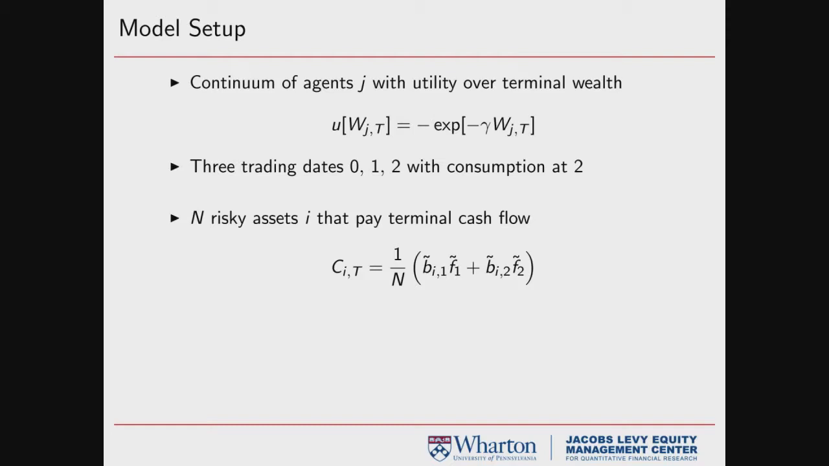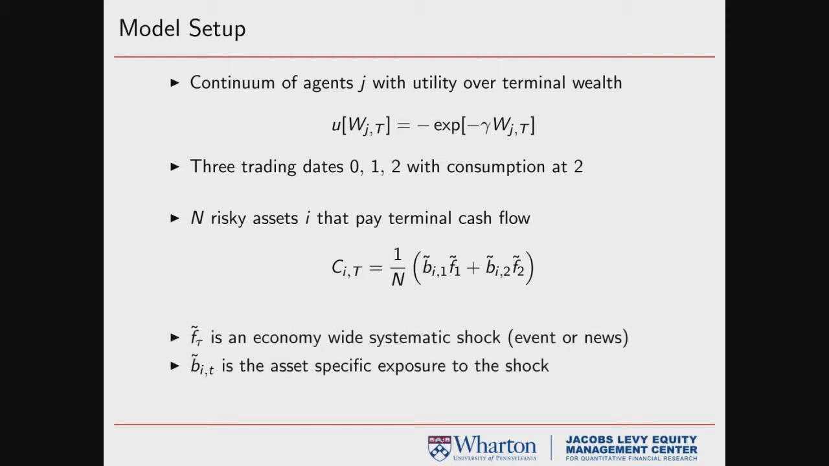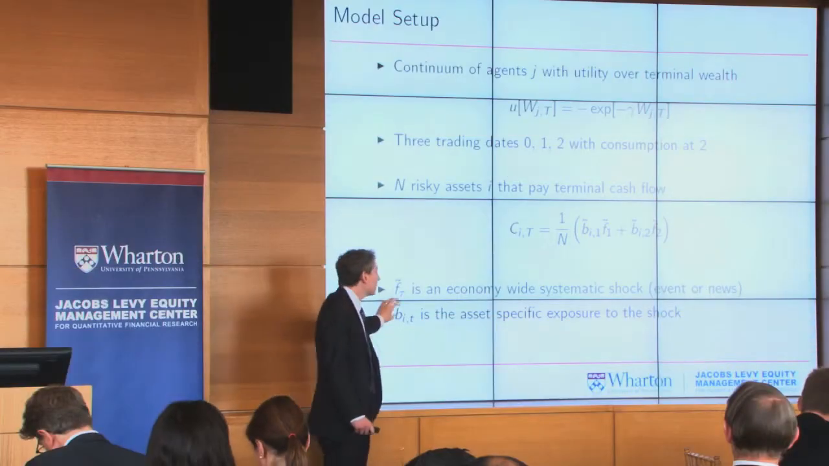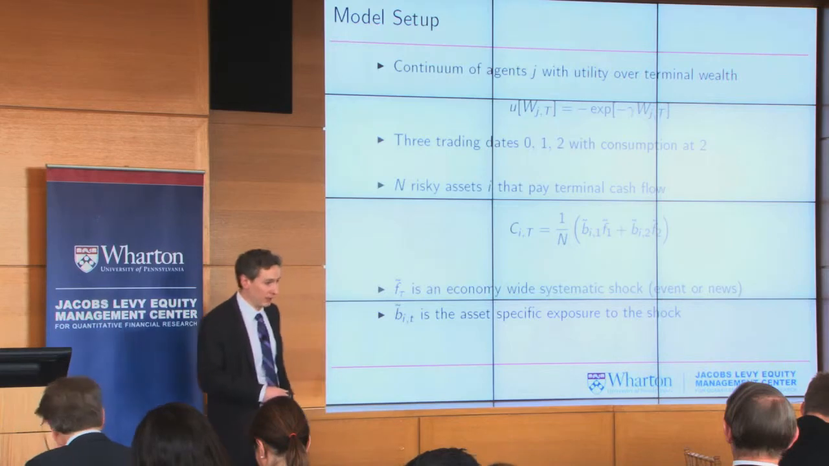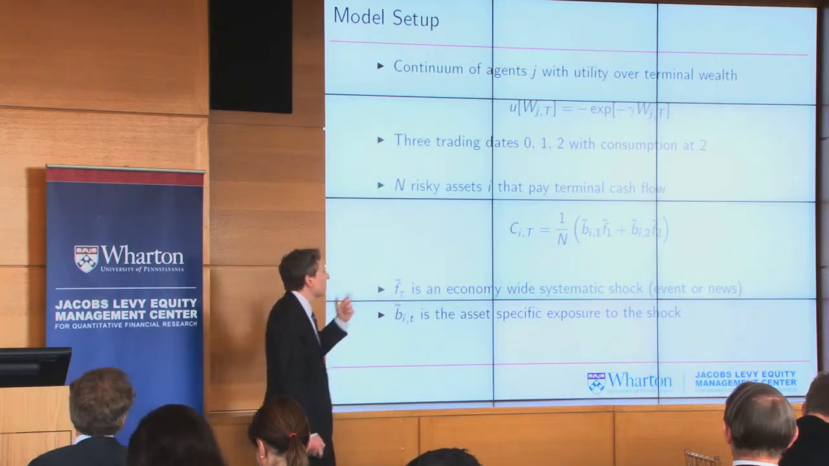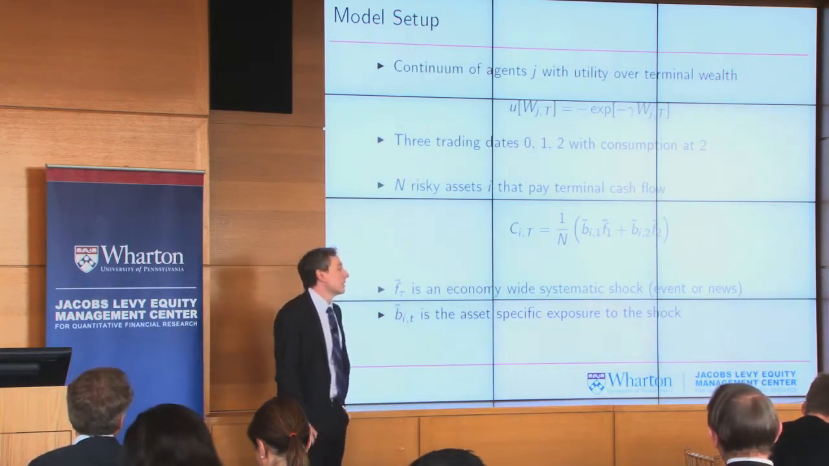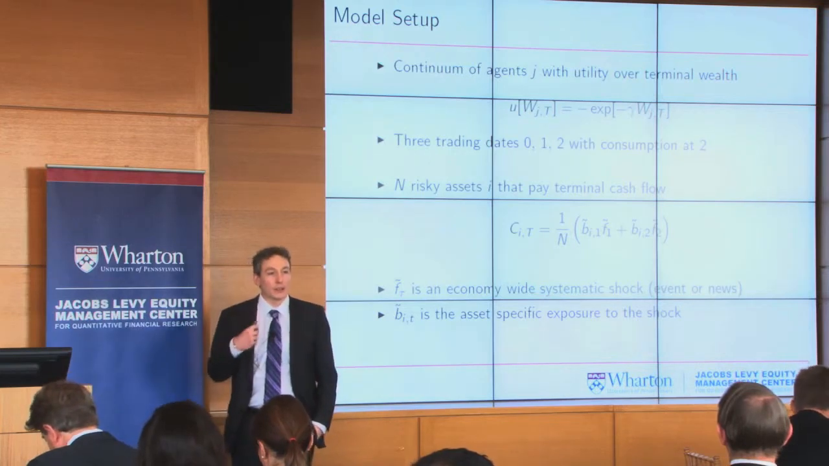We can think about our F as being our systematic, economy-wide event that all firms are exposed to. That's stochastic. And we're also going to have a stochastic asset-specific exposure to this shock. This is kind of the key place where we're adding a little twist to standard models. And the intuition is as follows.